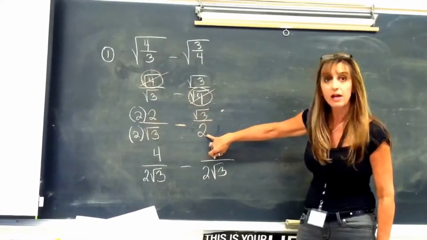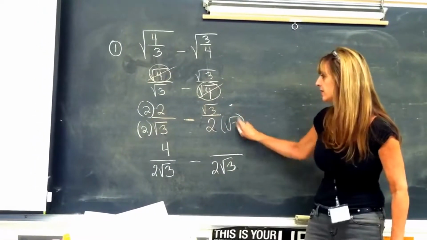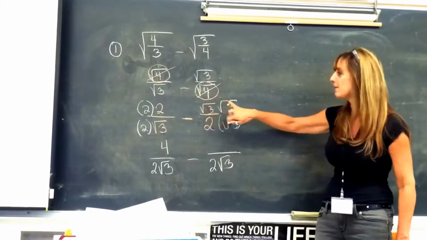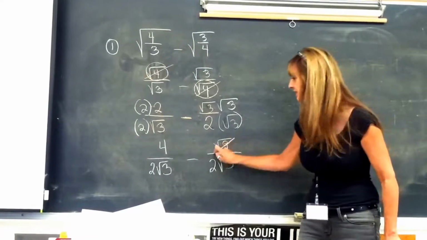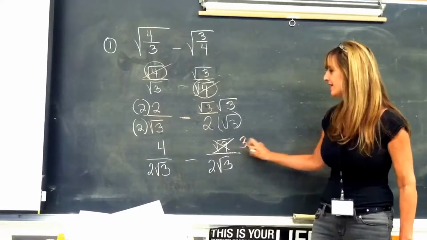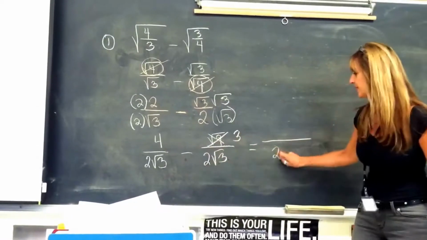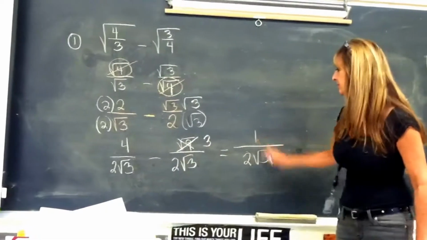What do I have to multiply the 2 by to make it 2 rad 3? Rad 3. So I multiply the top by rad 3. And rad 3 times rad 3 is rad 9, which really is 3. When you add or subtract fractions, you keep the denominator, and then you subtract or add the numerator.